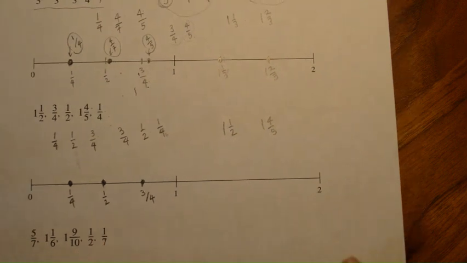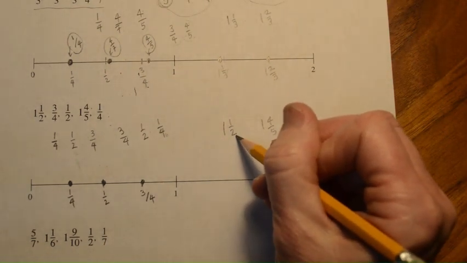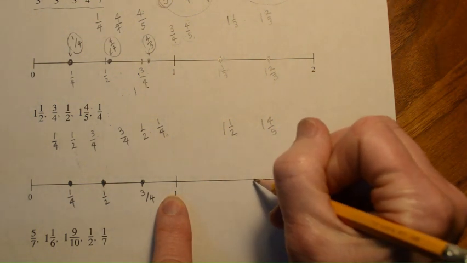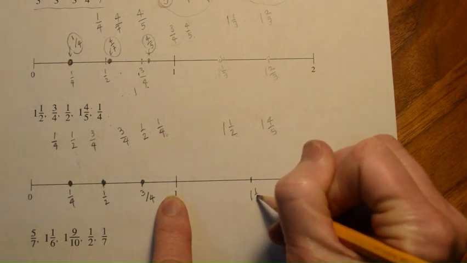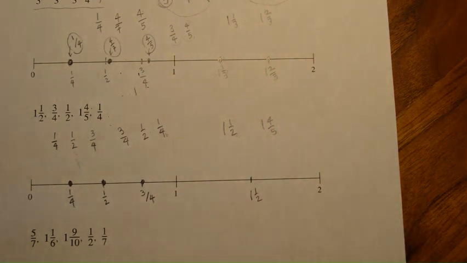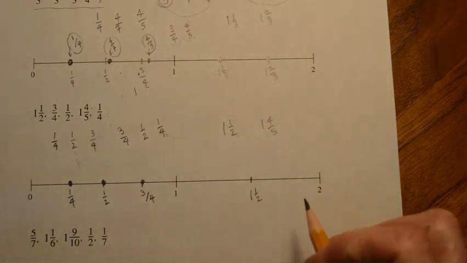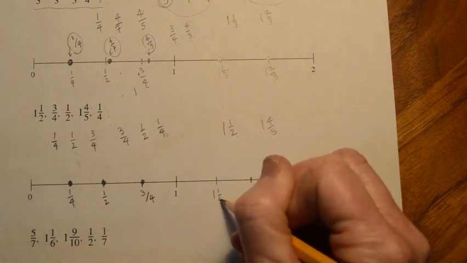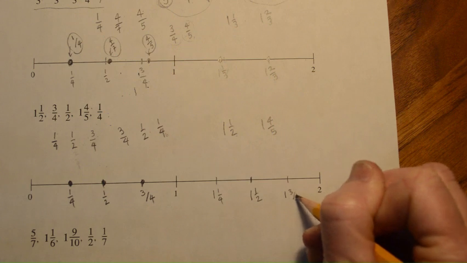All right, so then on this side, again, hopefully this one is easy. It's between 1 and 2, and it's saying it's halfway between 1 and 2. So that's 1 1/2. All right, if we split again like this, that's 1 1/4, and that's 1 3/4.